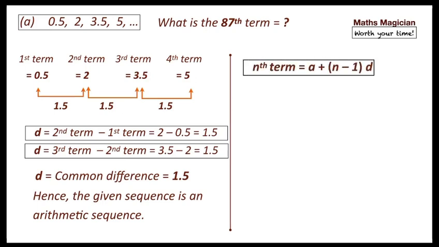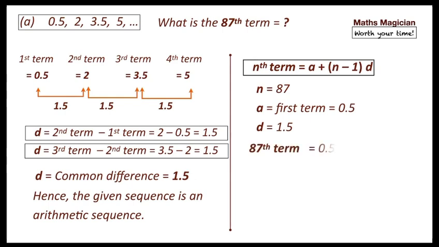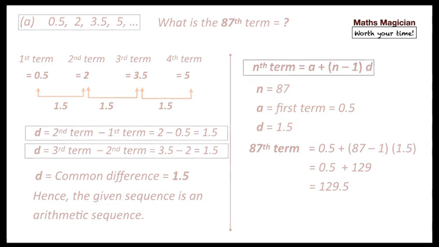Now the formula for finding nth term is nth term is equal to a plus n minus 1 d, where n is the term we want to find. Here n is 87, a is the first term, 0.5, and d is the common difference 1.5. Putting the values, we get 87th term is equal to 129.5. Let's start next example in which the common difference is negative.